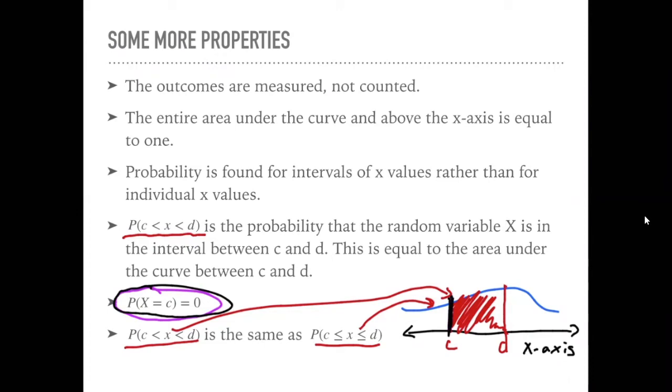Now, thinking about finding the area, we would need to know the height of that line and the width of the line. But a line has no width, it just has a length. So we wouldn't be able to find area. Therefore, the probability is equal to 0.